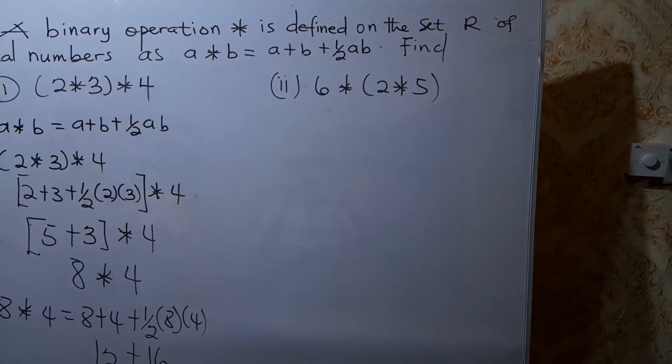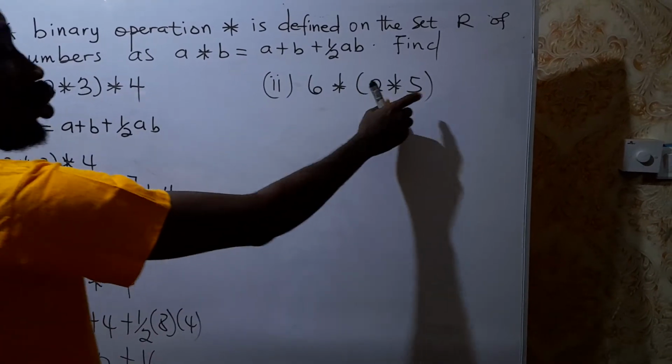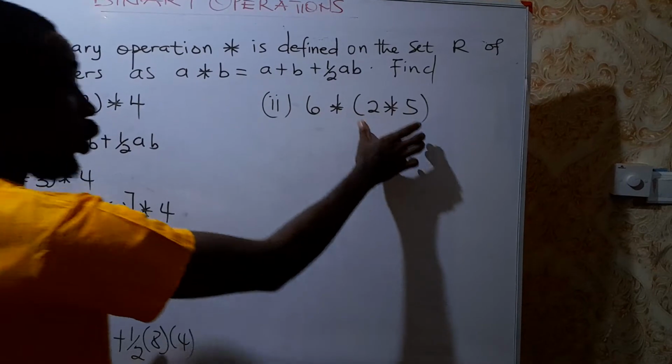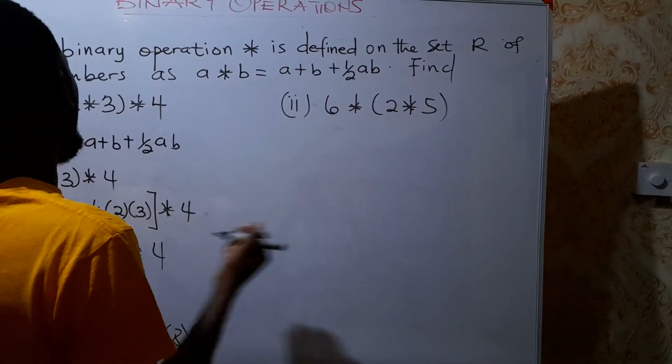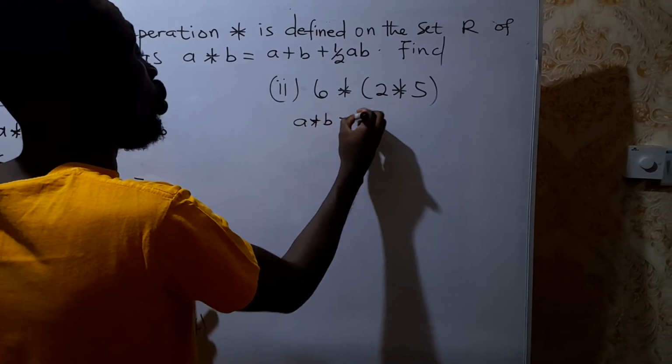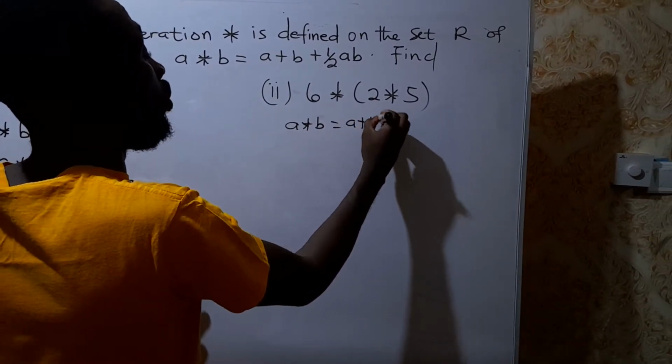So the second one says we should evaluate 6 star 2 star 5 in bracket. So remember to deal with what is in the bracket first. Remember that our A star B is equal to A plus B plus half AB.